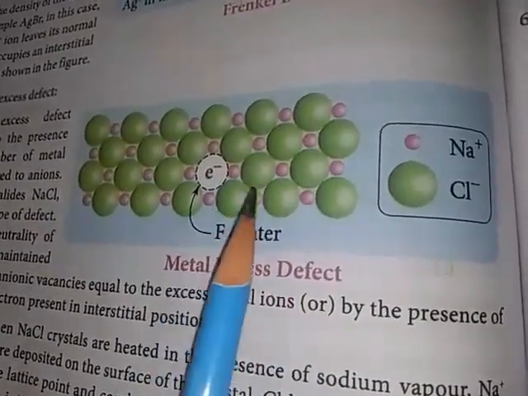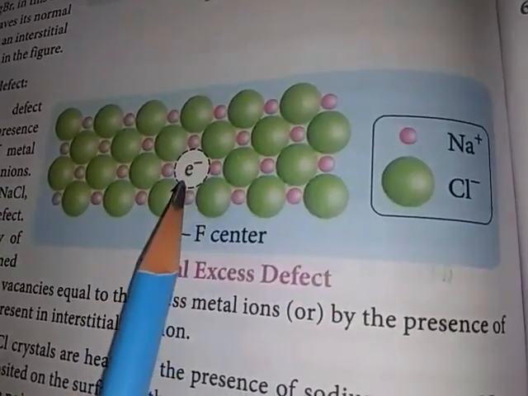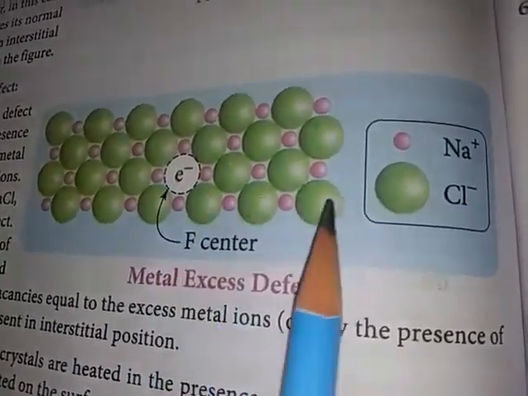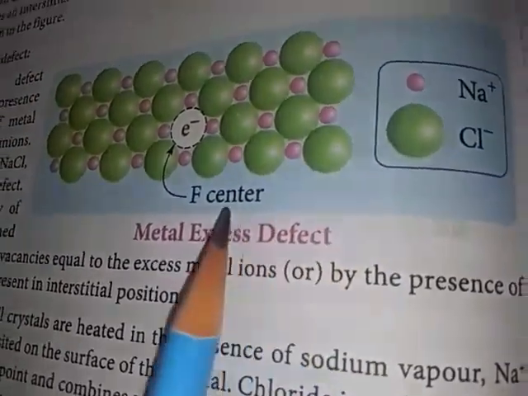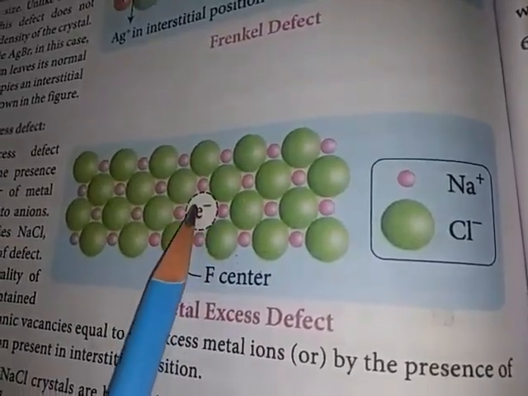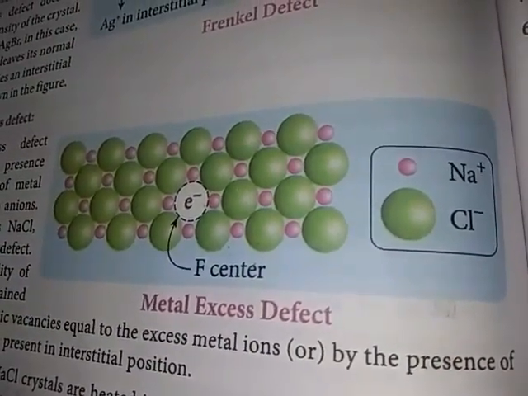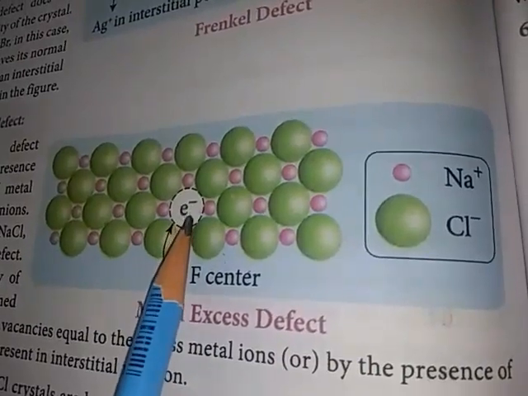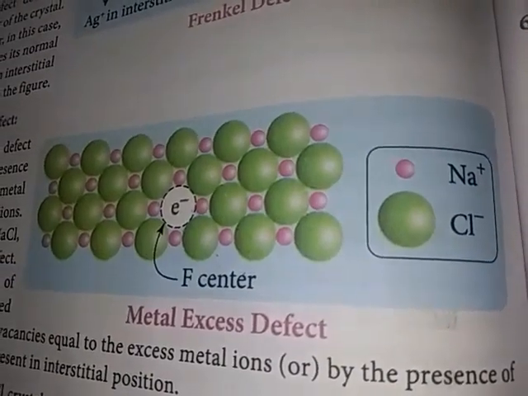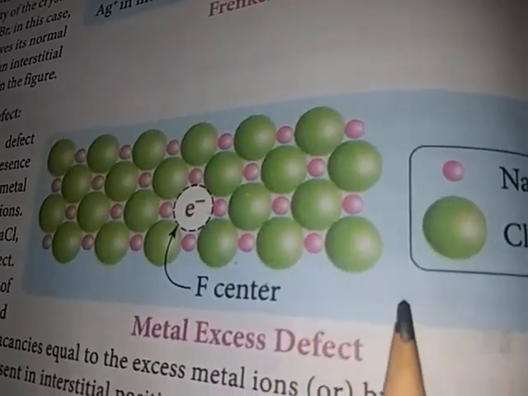It gets deposited there. Now, since sodium is deposited on the surface, the Cl minus ion will diffuse to the surface from its lattice point and combine with Na plus ion. In such a case, the Cl minus ion loses its electron, and this electron will occupy the place occupied by the chloride ion. So the vacancy created by the Cl minus ion will be occupied by an electron. Such anionic vacancies occupied by unpaired electrons are called F centers.